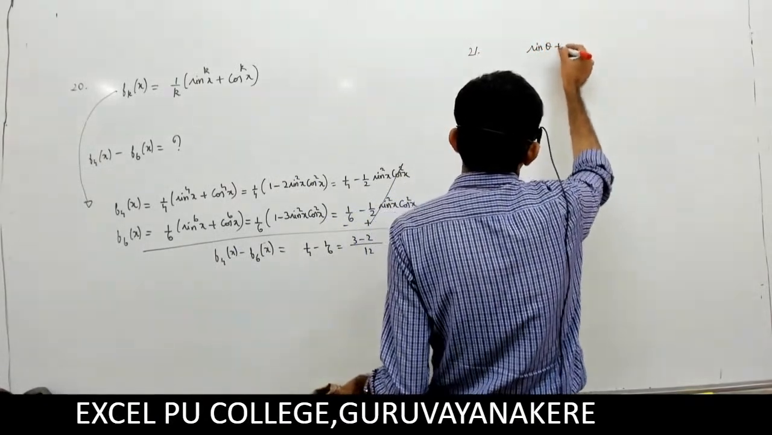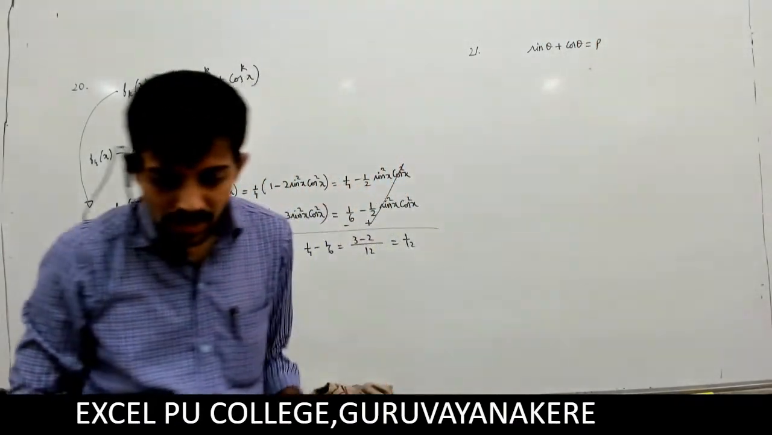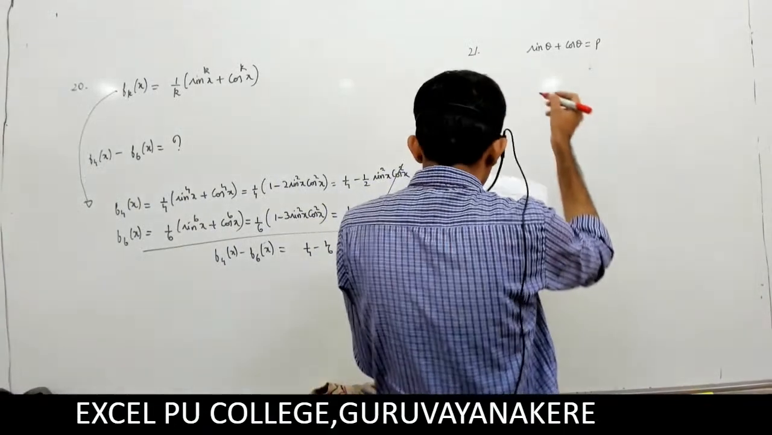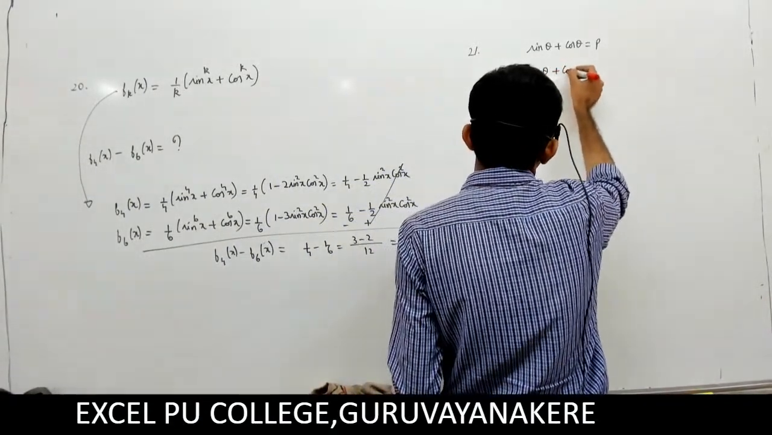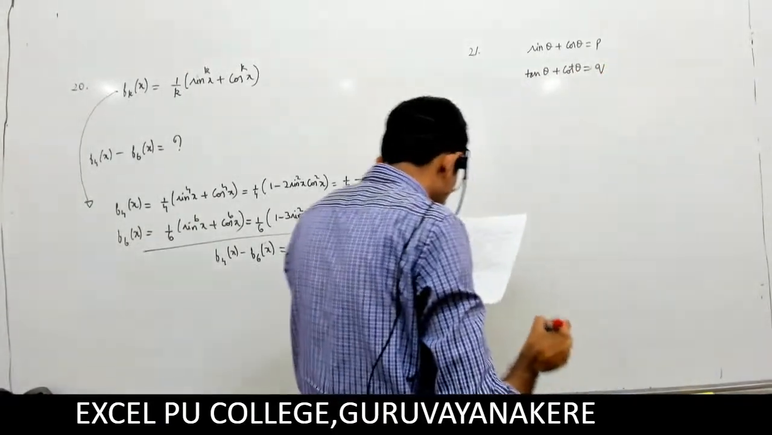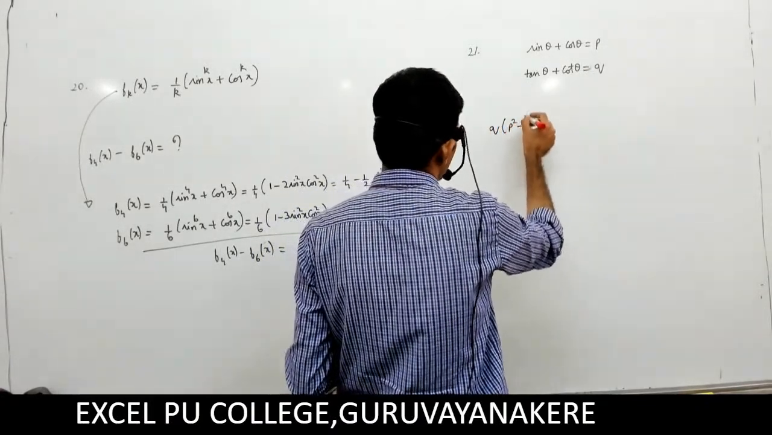Given that sin theta plus cos theta is equal to p. Tan theta plus cot theta is equal to q. What you need to find is q into p square minus 1.